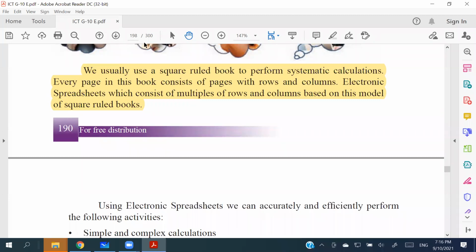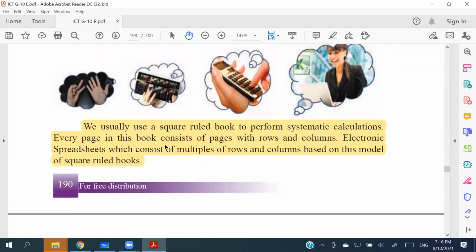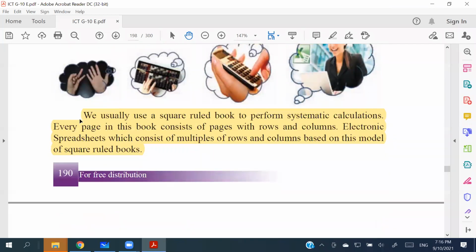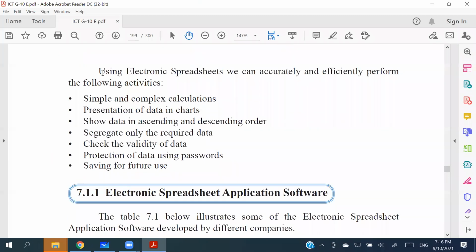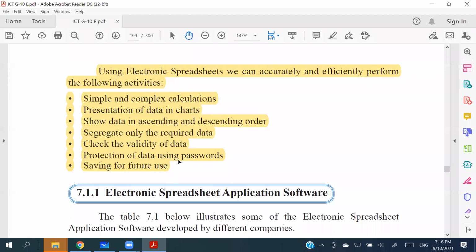You have to copy the things at the bottom of page 190, right? So the main heading, then under it this particular passage, these two lines. And then after, you have to copy these usages. This illustrates what things we can do through a spreadsheet. So we can use it to do simple and complex calculations, and you will see how those things happen. And presentation of data in charts.